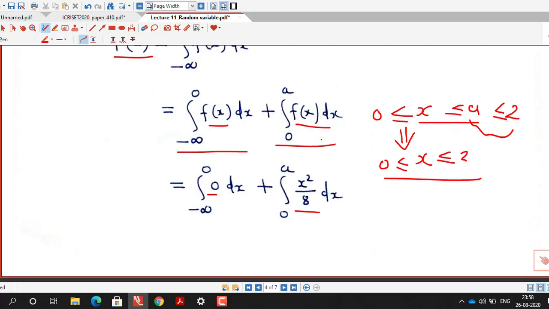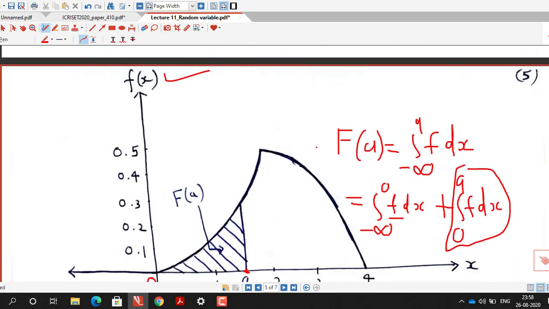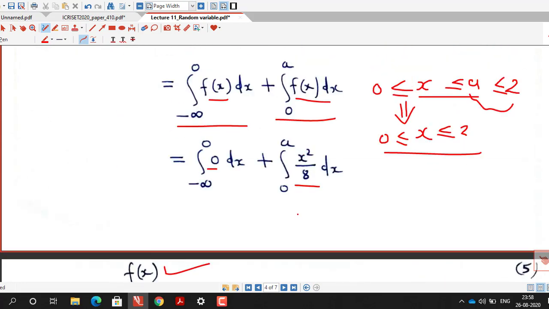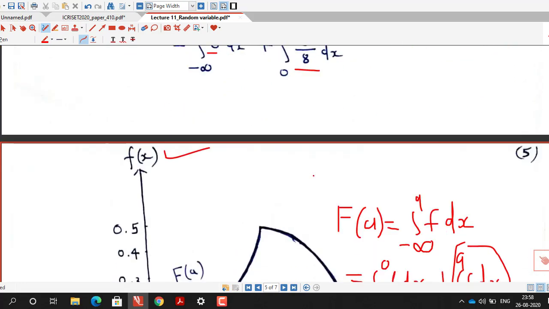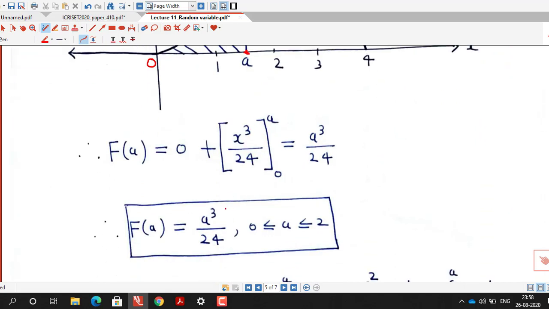So f(x) is x square by 8, and this is simple integration. The integral of x square by 8 is x cube by 3 into 8, which is going to be 24, with limits from 0 to a. So after putting the limits, we obtain F of a equal to a cube divided by 24 if a lies between 0 and 2.